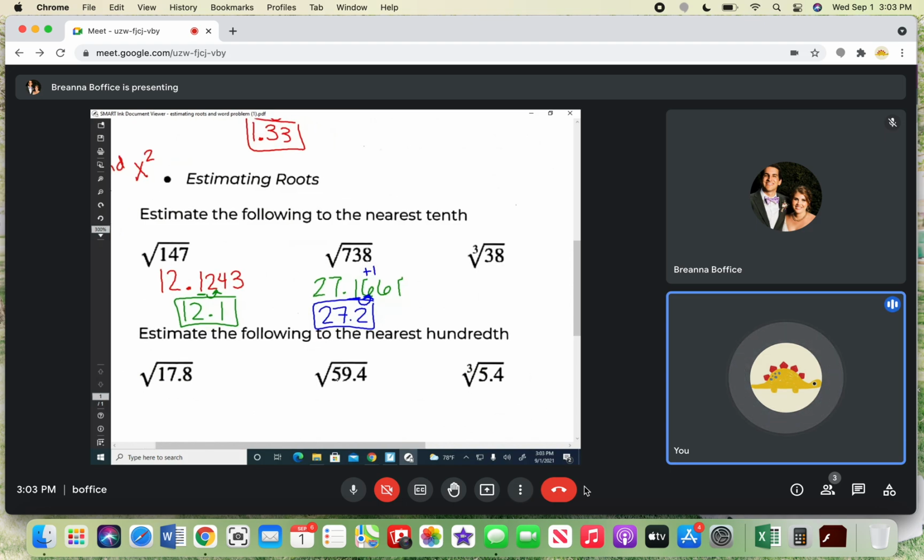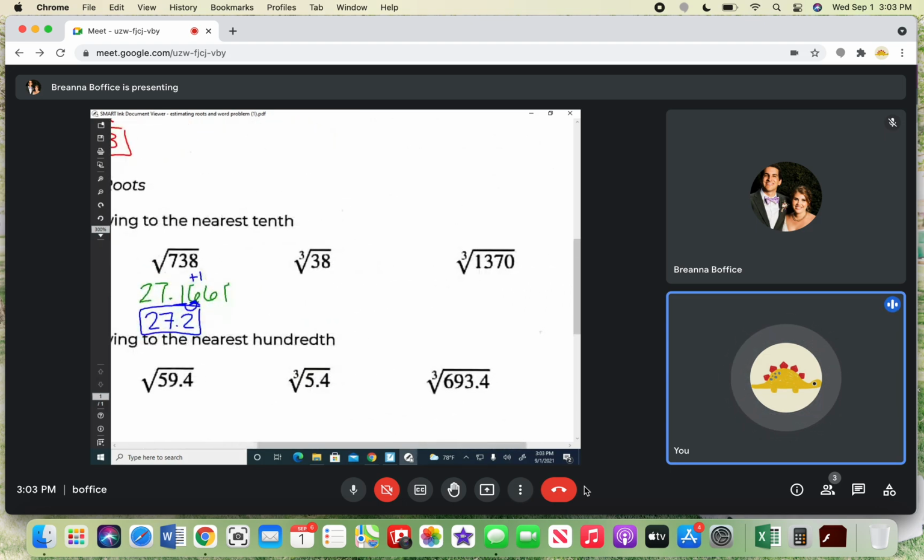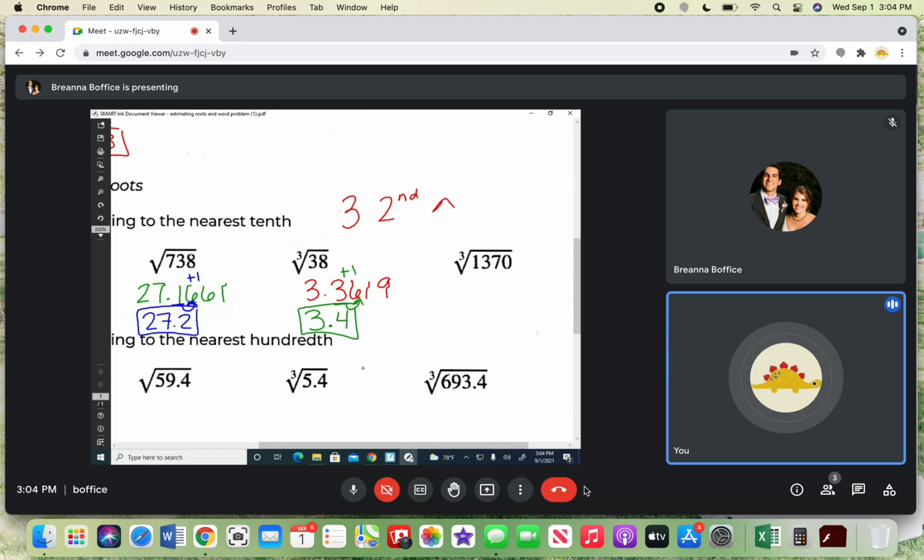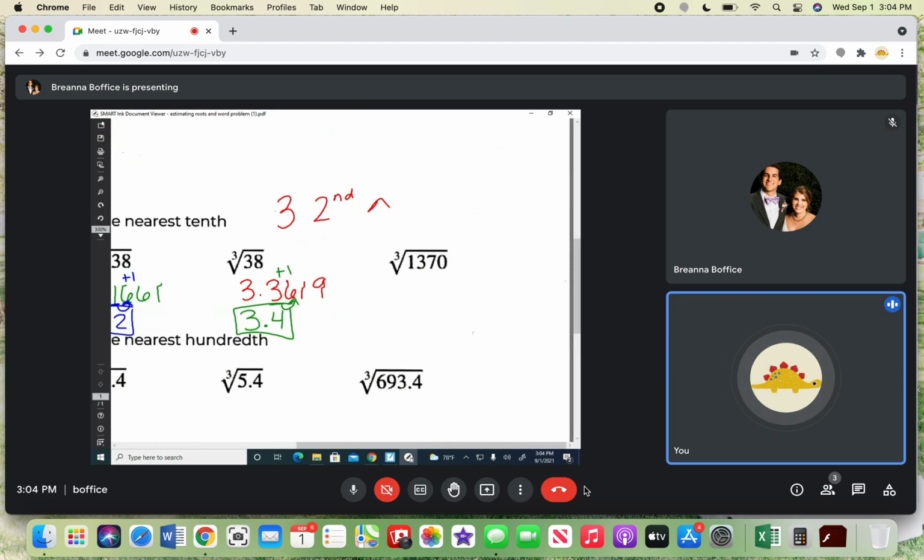I'm going to do the same thing, but with a cube root. If you don't remember how to do a cube root, it's 3, second, and then caret, and then you type in your number. So 3 second caret, it's 38. So we get 3.3619. We're rounding to the tenths place. Again, underline the tenths place. Look to its neighbor, which is a 6. Since it's a 6, we're going to raise the score. So 3.4. And then you would do the same thing with this cube root of 1370.